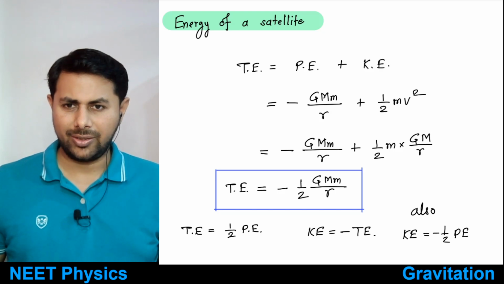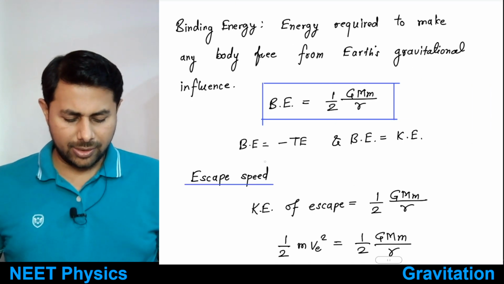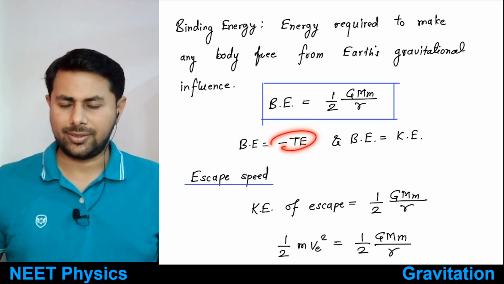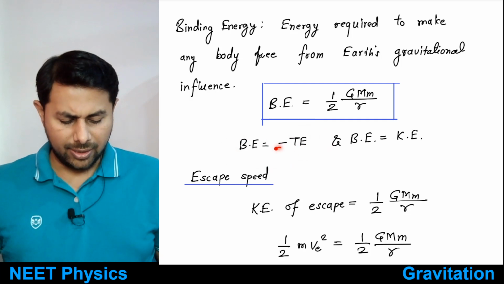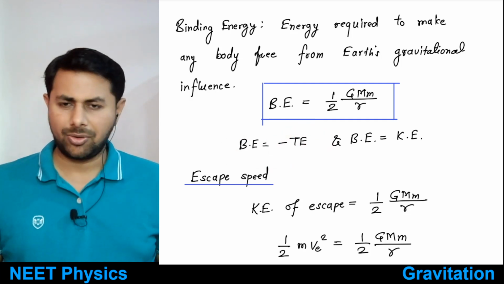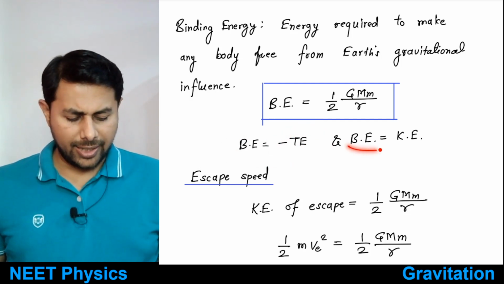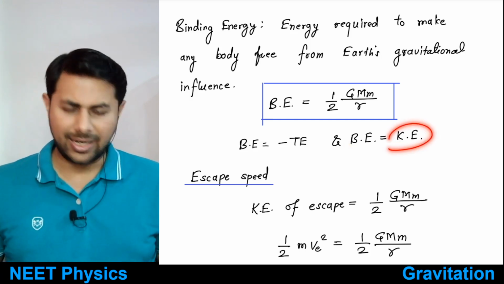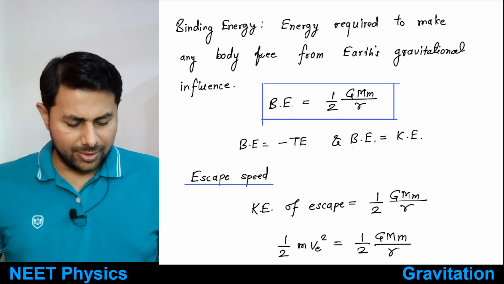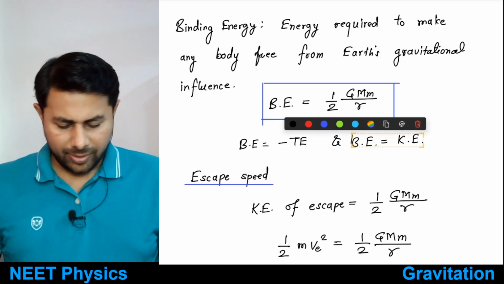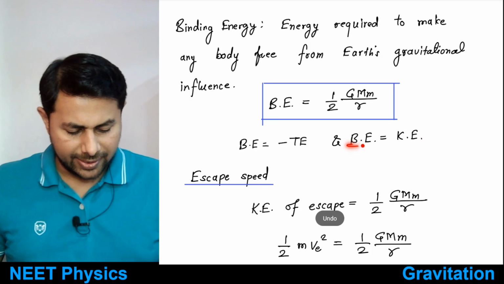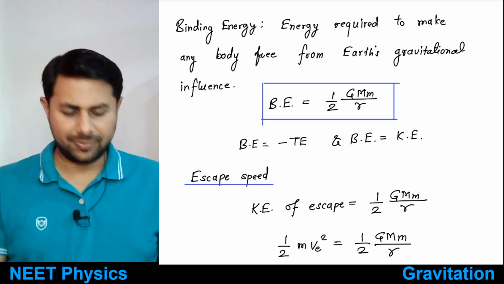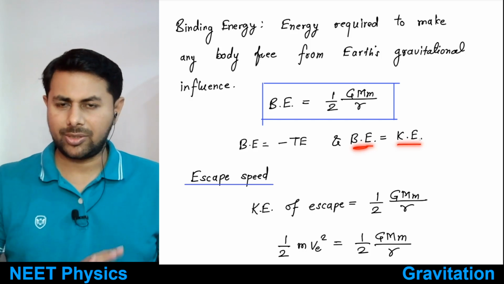Okay, everyone? Good. So binding energy is just the negative of the total energy. And how do you give that energy? You give that energy in terms of the kinetic energy only. But now for a revolving satellite, this binding energy would be just equal to the kinetic energy.